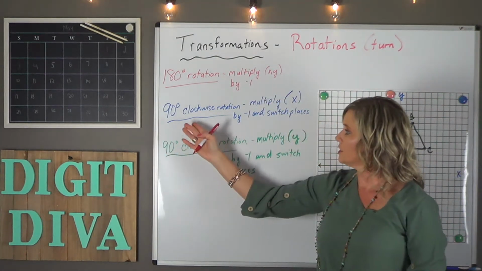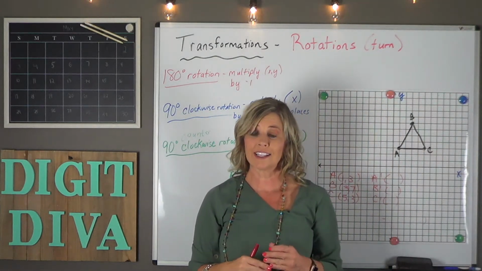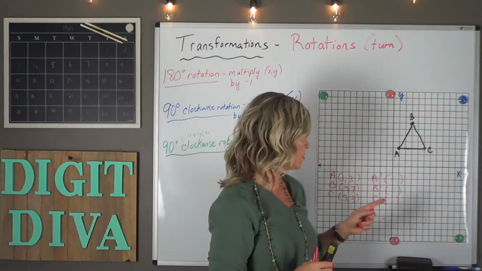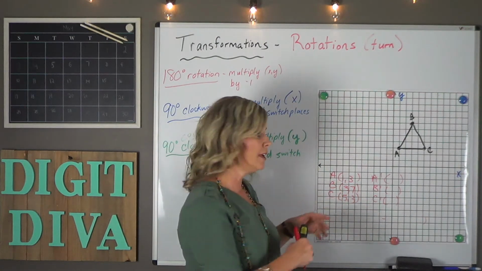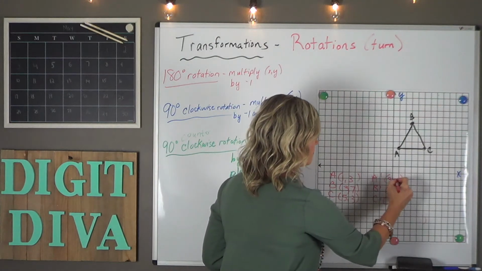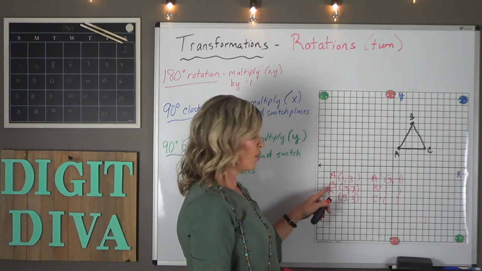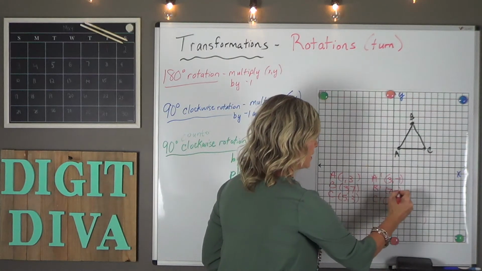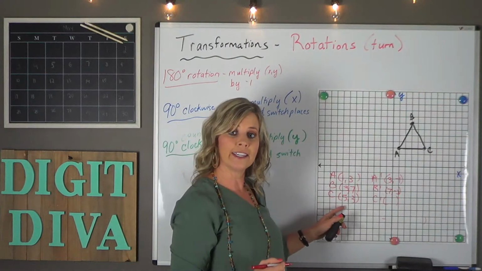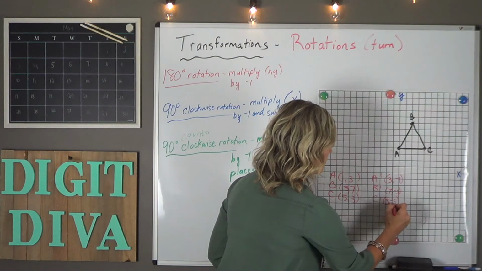So our new A prime, B prime, C prime. For a 90-degree clockwise rotation, we simply multiply x by -1 and switch places. Look at what's going to happen. x would now become its opposite, -1, but we have to trade places. So I have 3 and -1. On B, 3 is going to become -3, but you trade places, 7 and -3. And on C, 5 becomes -5, but you trade places, and it's 3 and -5.